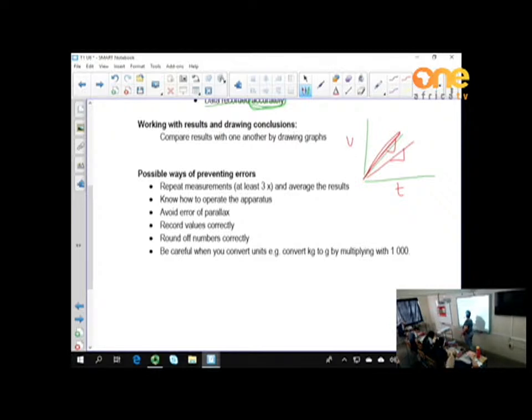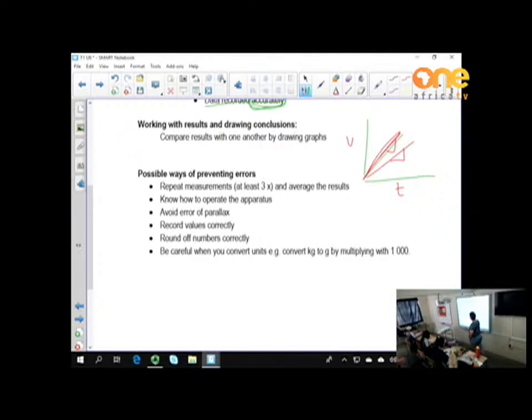Possible ways of preventing errors. People, it's common sense. Why do I list them like this? One of the papers that you have to write exams on is a so-called alternative to practical. They give you a practical all in words with pictures and everything, and then they ask you, what could you do to this practical to make it more accurate? So now you have to look at which of these things would fit onto that practical. Okay, what can we do? It's just general common sense stuff.